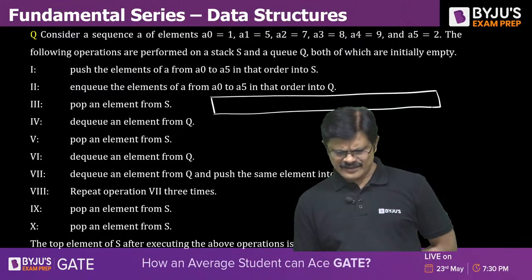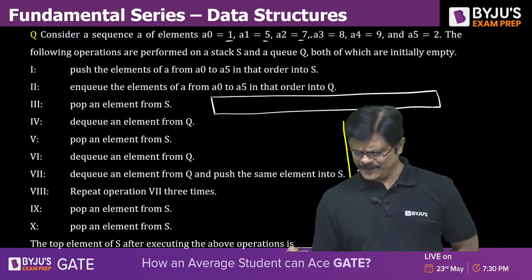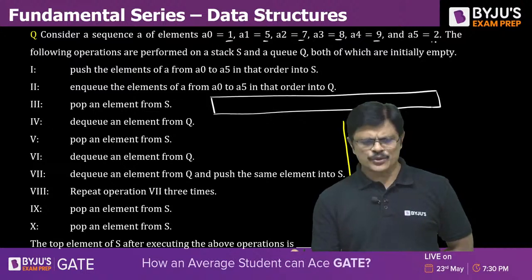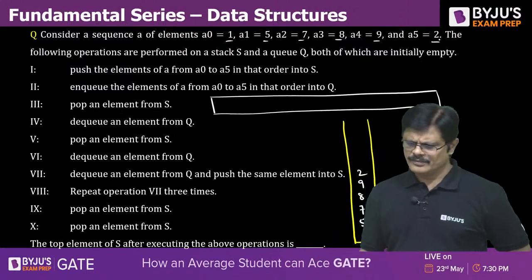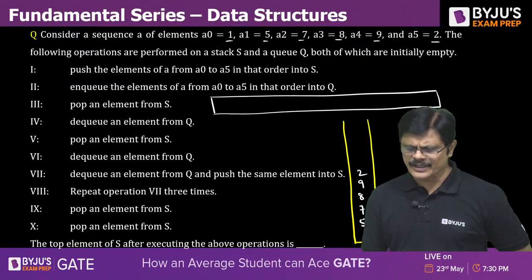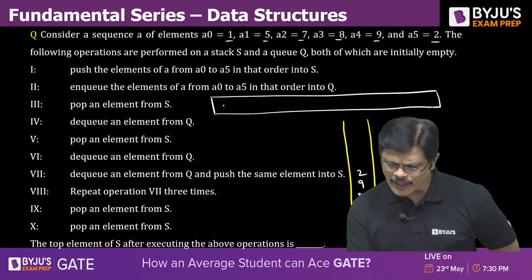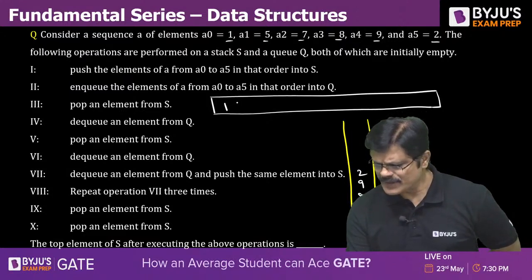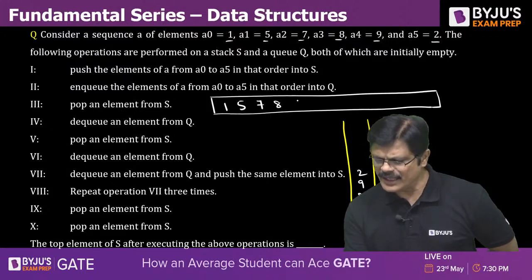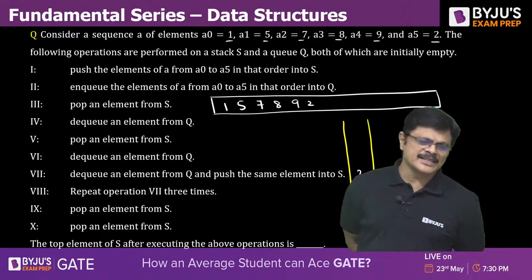A3 is 8. It is 1, 5, 7, 8, 9, 2. A3 is 8, yeah, A3 is 8 only. Did I make a mistake or what? Then you are also enqueuing in the queue, that is 1, 5, 7, 8, 9, 2. Yeah, that's the final answer you are saying.